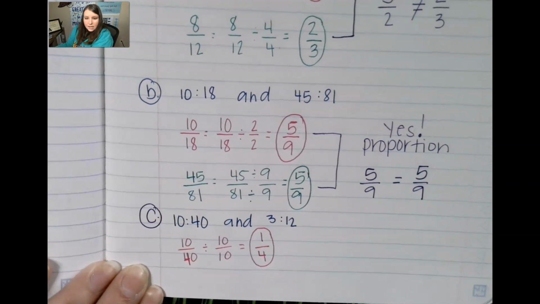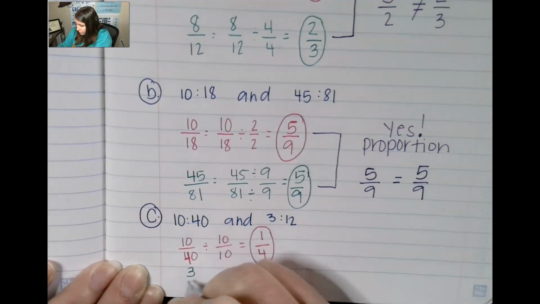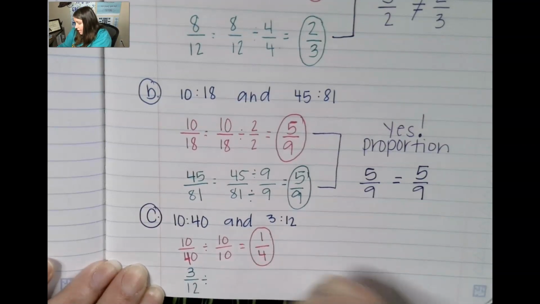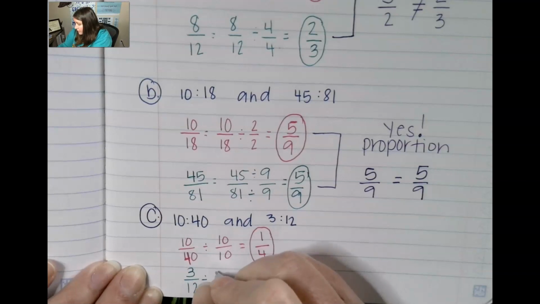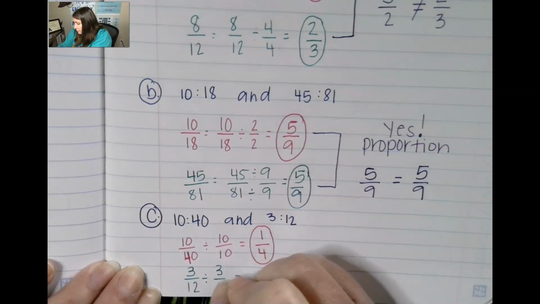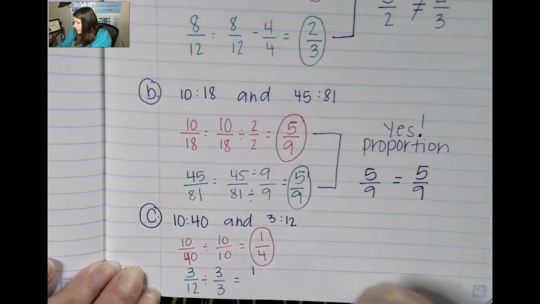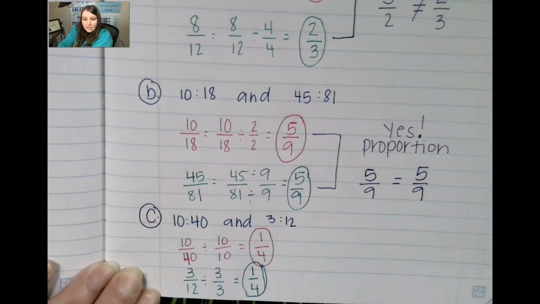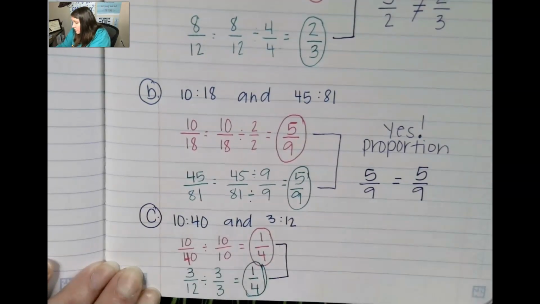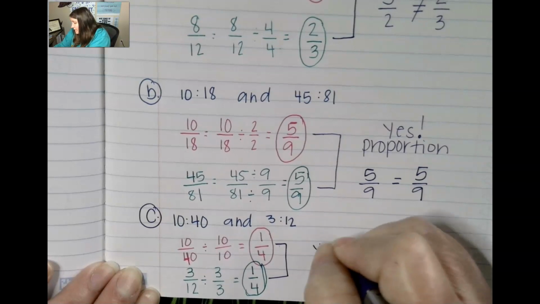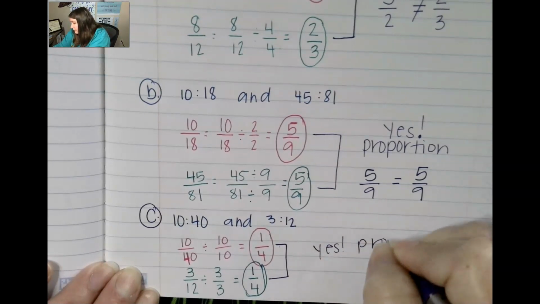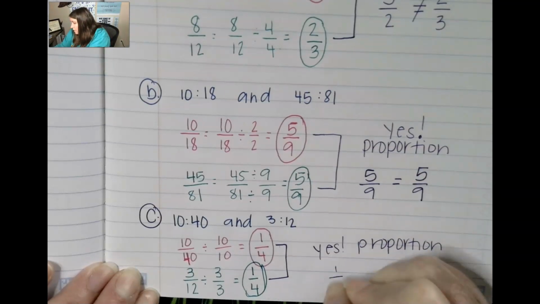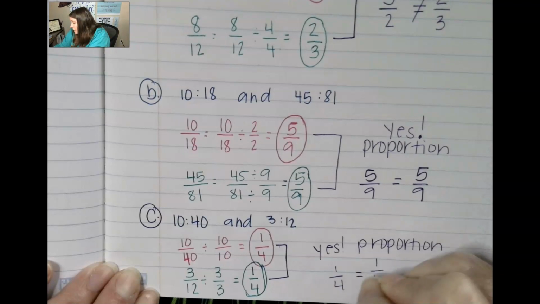Okay, now we're going to do the second one. I have 3 over 12. I know that 3 can go into 3 and 3 can go into 12. So let's try that. So divide by 3 over 3. That equals 1 over 4. So yes, these are equivalent. Their values are equivalent. So yes, again, this one is a proportion, because 1/4 is equal to 1/4.